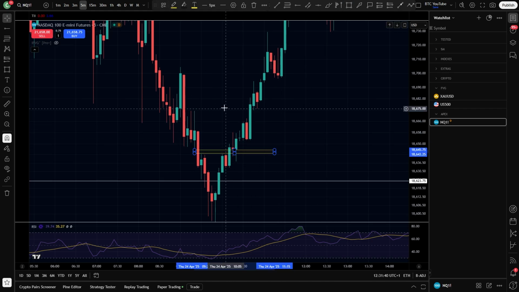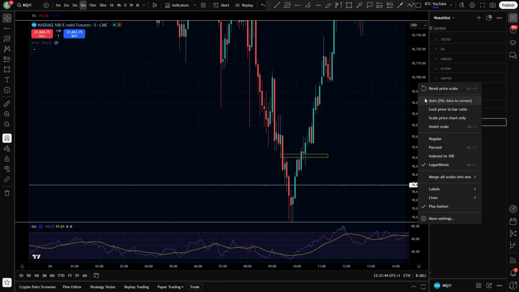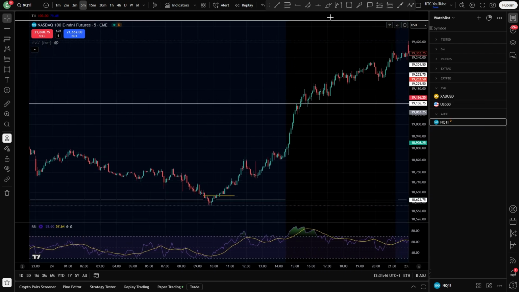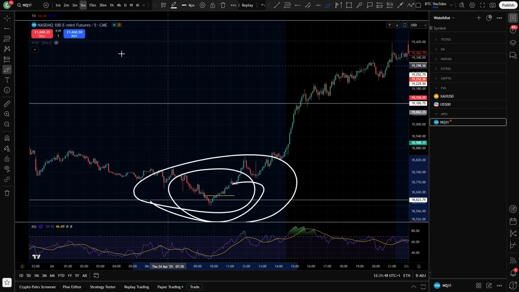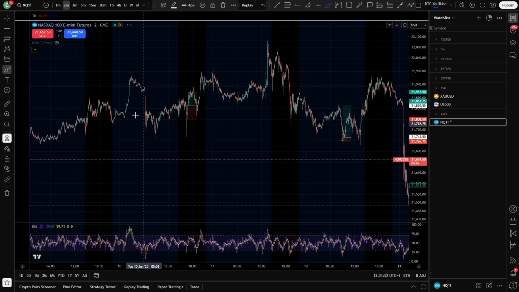fairly small inverted fair value gap here. I think I might have needed to scale down to the 1 minute or the 2 minute to get a better entry on this one. Let me just highlight this on the chart so I can see it on the 2 minute when I scroll back through.